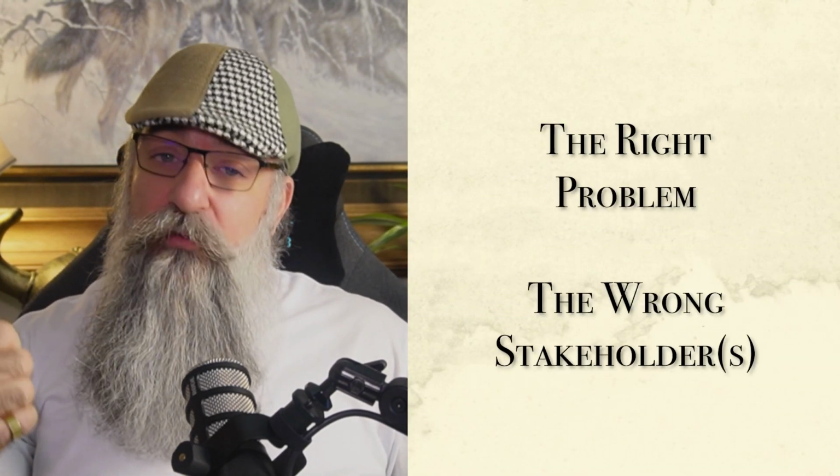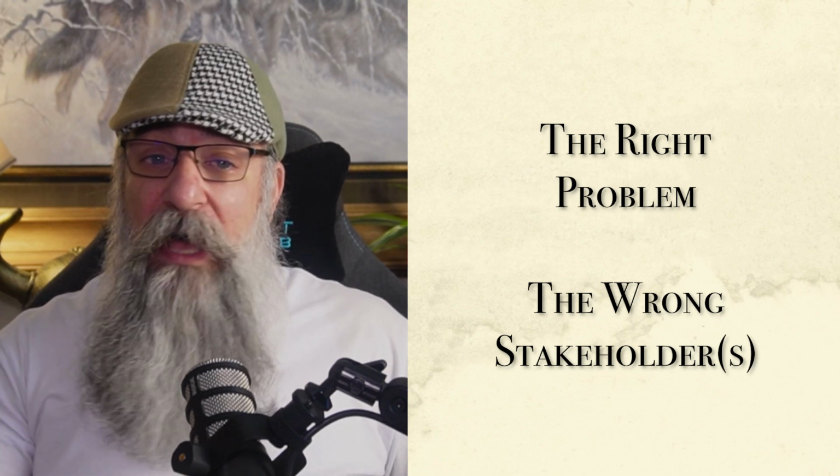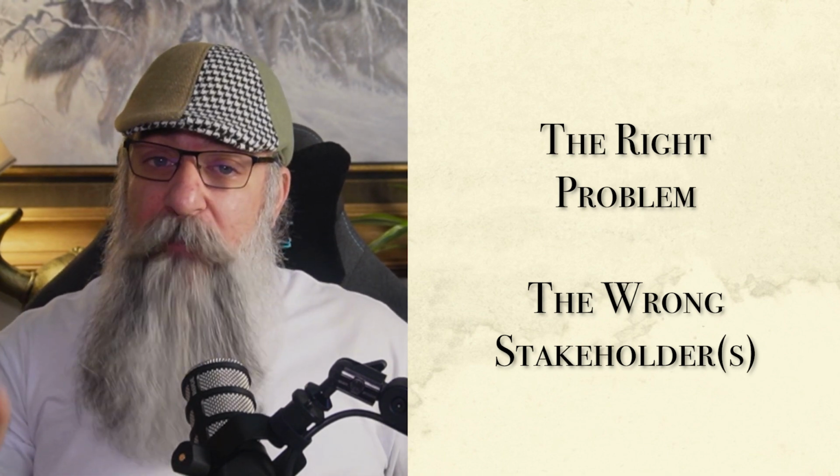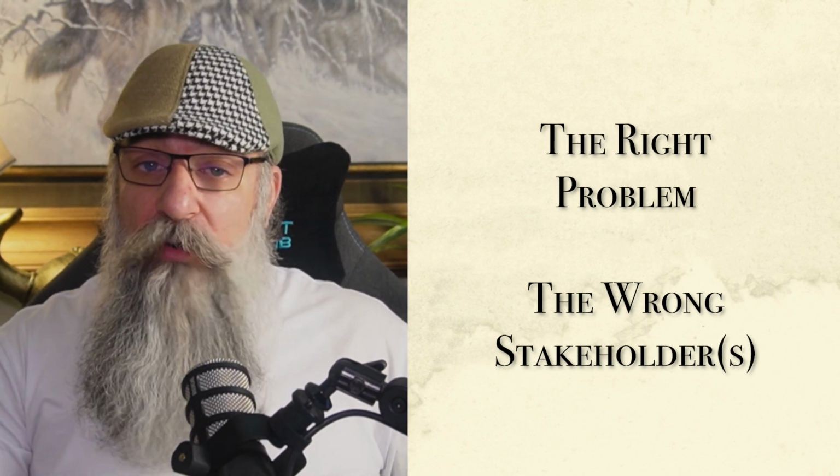When you're dealing with one or more stakeholders that are resistant to your problem or proposed solution, there are 3 common reasons for that disconnect. Number 1, you have the right problem, but the wrong stakeholder or stakeholders. The problem might be spot on, but it's not a top priority for the people you're talking to. They aren't the ones that own it or feel the pain.